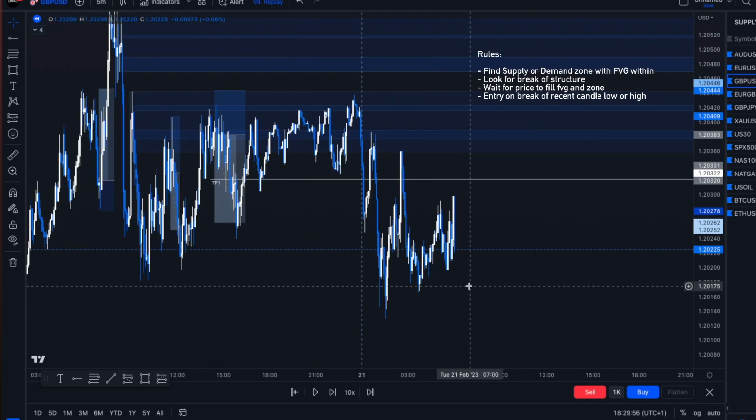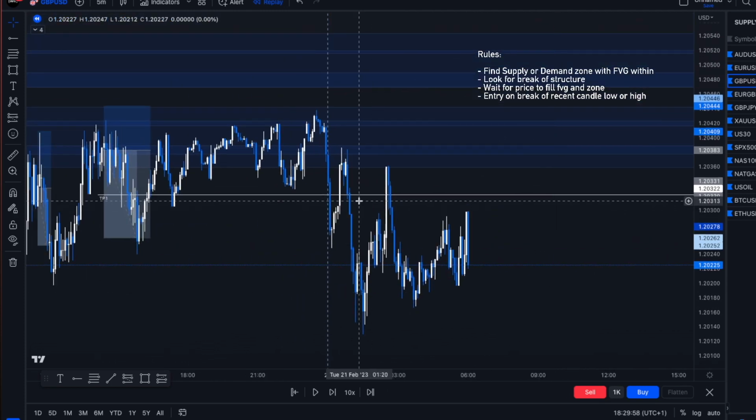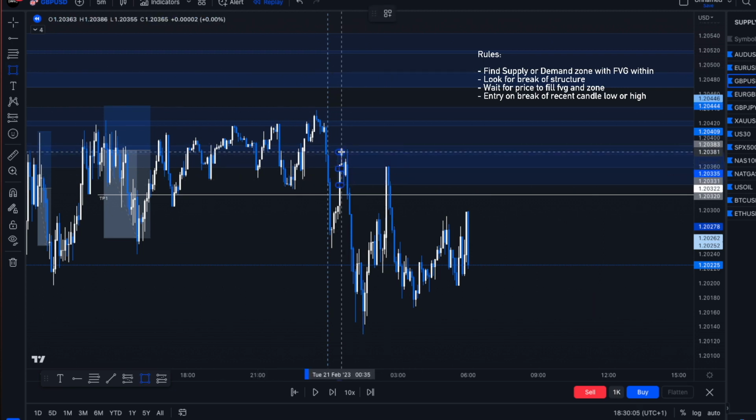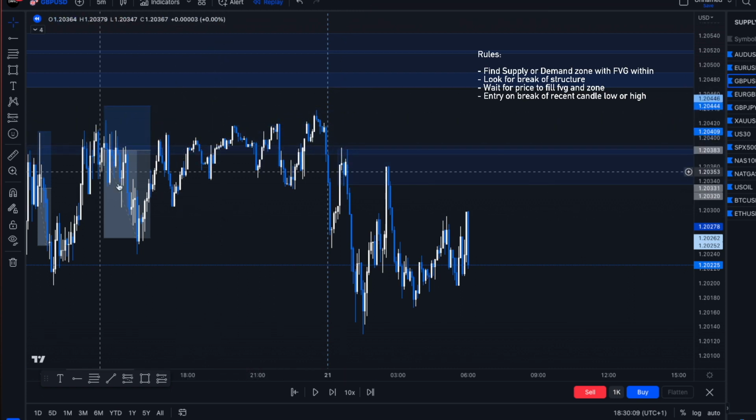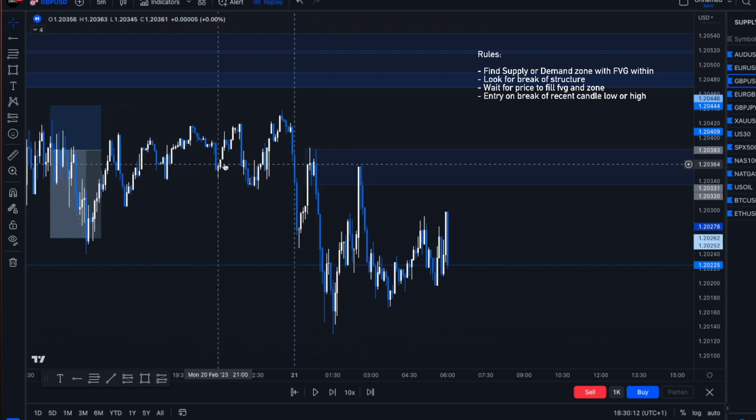So, what have we got going on? We've got a good example just here. We wouldn't have got this one because we would have been asleep at this time. It's 2 AM, so this is in the evening. But we have another supply zone here. So I'm going to get rid of some of this just to clean things up. Okay, we know what happened over here. So we had a supply zone here, price pushed down, breaking structure to the left.